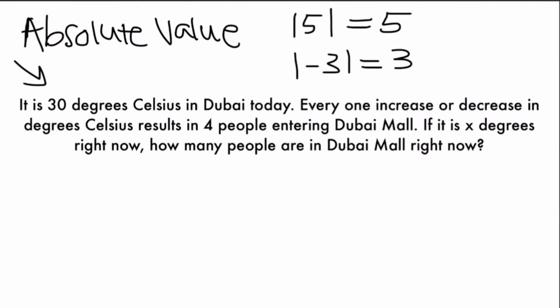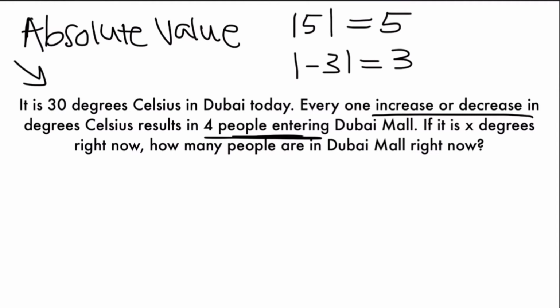This question says it is 30 degrees Celsius in Dubai today. Every 1 increase or decrease in degrees Celsius results in 4 people entering Dubai Mall. If it is X degrees right now, how many people are in Dubai Mall right now? It doesn't matter whether it's increasing or decreasing. They just want the difference from 30 degrees. So anything above or below will result in 4 people entering.